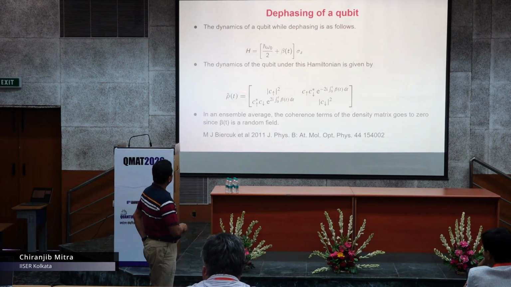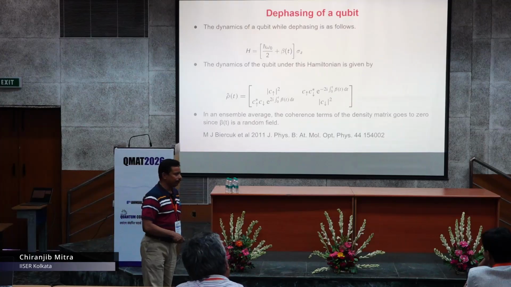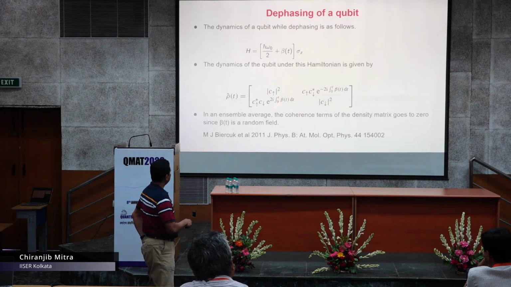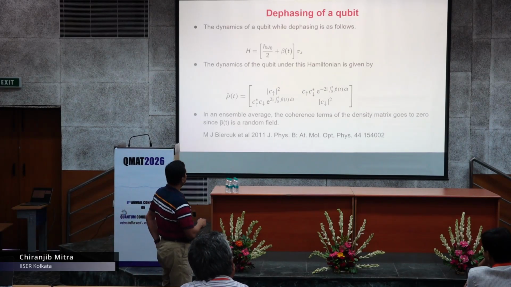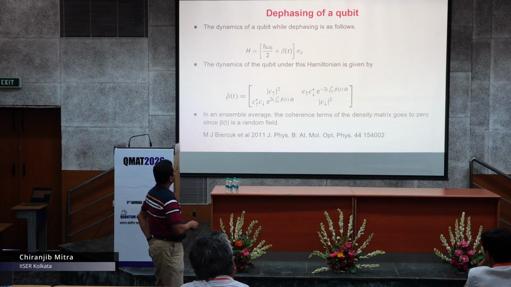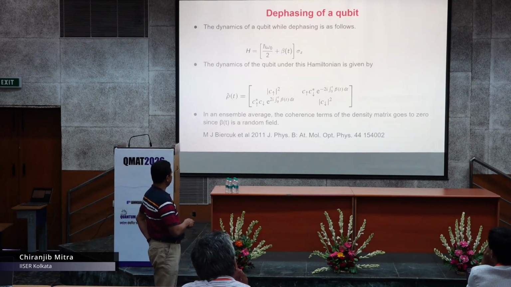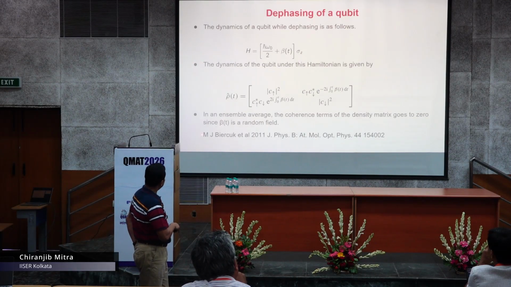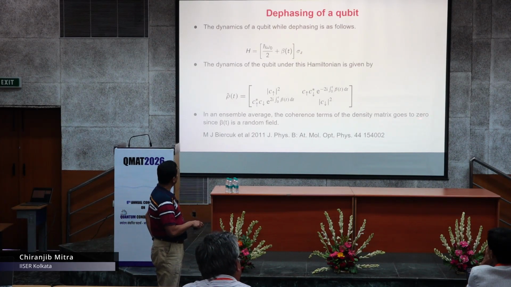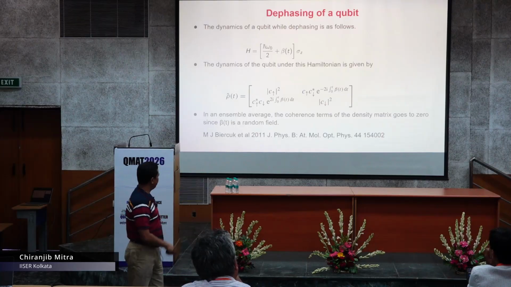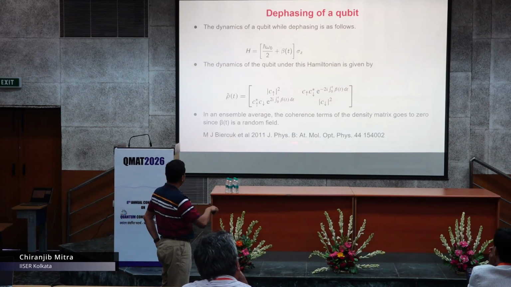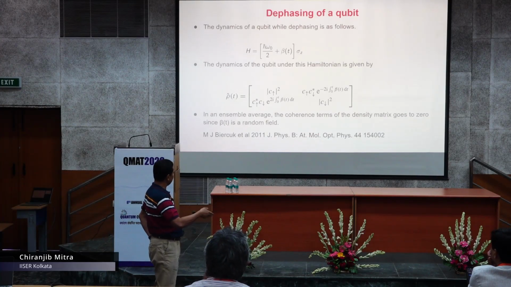If I write down the density matrix, the diagonal terms are the population, and the off diagonal terms are the coherence. That's the definition. In the off diagonal element, I have this term with beta t. This is the noise term, and it is going to cause the decoherence. In an ensemble average, the coherence terms of the density matrix go to 0, since beta t is a random field. There is a theory paper where they have done this calculation of filter functions, which I'm going to talk about.